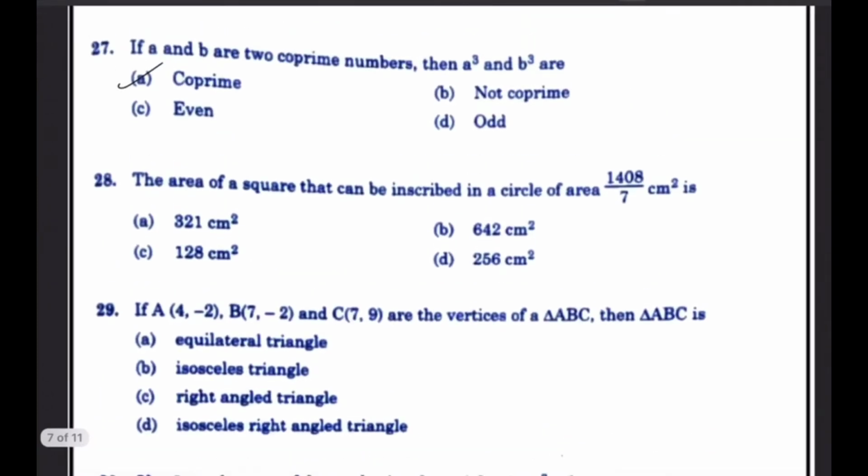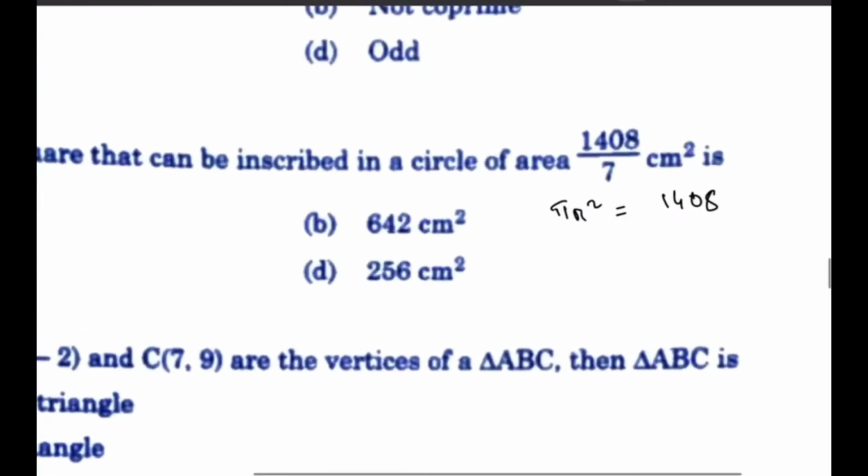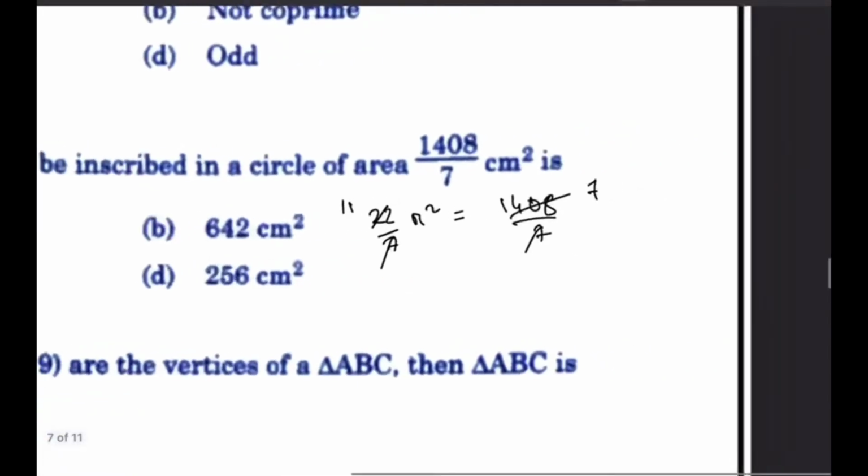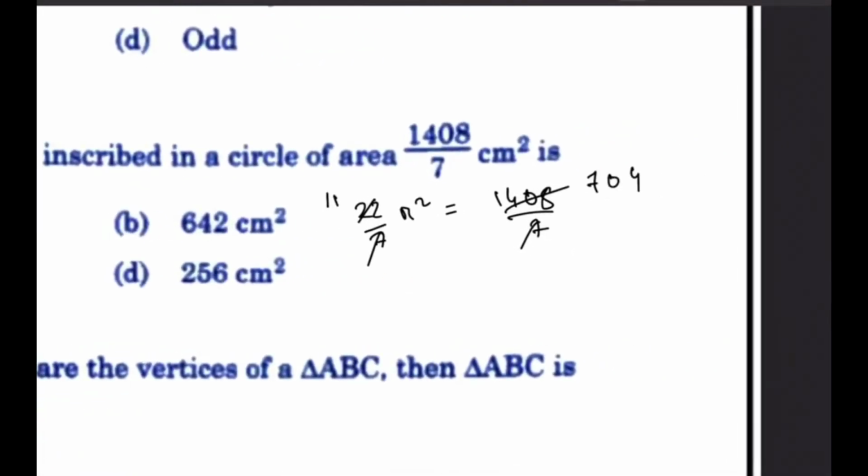Area of a square that can be inscribed in a circle of area... Okay, so we have pi r square equal to 1408 divided by 7. Now instead of pi we'll put 22 by 7 straight away, and this gets cancelled. 1408 divided by 22. Okay, this is 11, this is 7, 4. This is 64. R square is 64, so R equals 8.